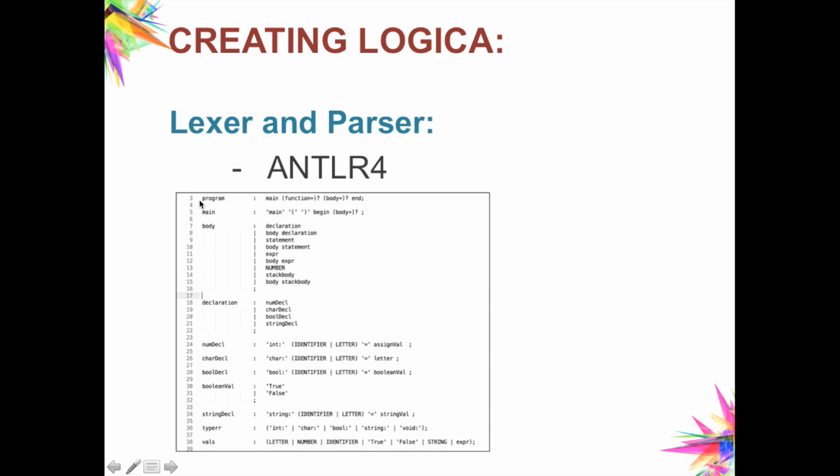As you can see here, our grammar always starts with a program. A program has to have a main function and an optional user-defined function. The main function is basically the keyword main, and then begin, and then the body. A body can be either a type of declaration, a statement, expression, a number, or stack. Each of those pieces of the grammar will be expanded and defined further and further in the next steps. Here we are defining what a declaration can be. It can be a number declaration, car declaration, bool, or a string. And here is the definition of each type of declaration.